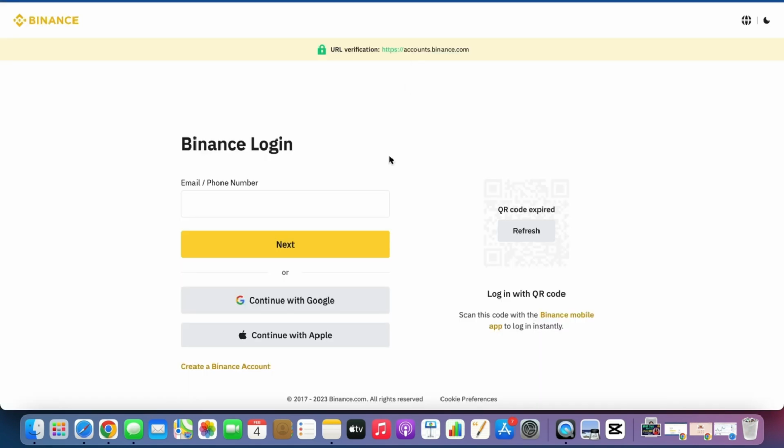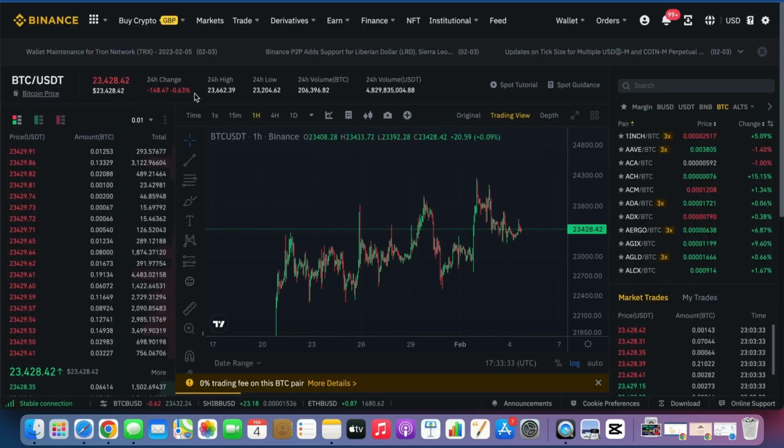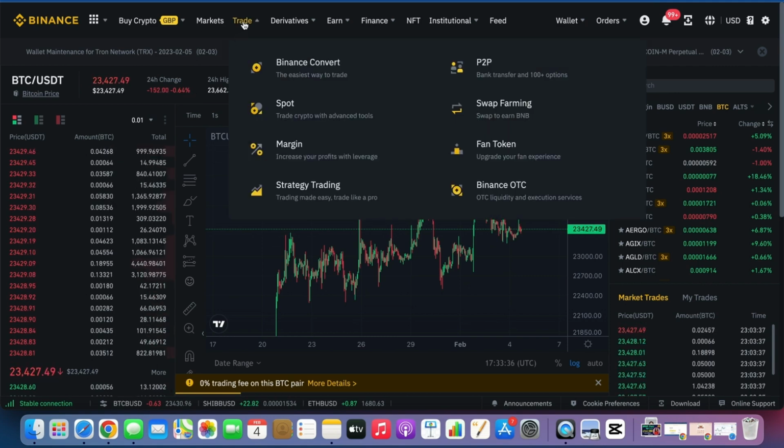When you click that link in the description, you just need your email address and a password. And of course, you need to do KYC verification. For that, you can use your passport or your ID. After creating your account, come to this trade icon and click on spot trading.